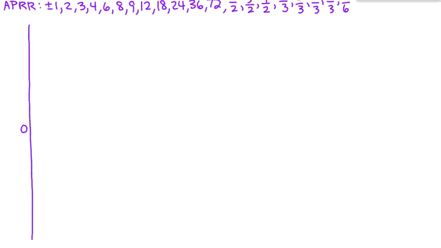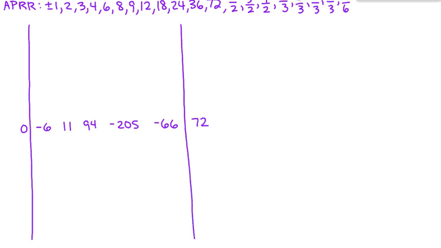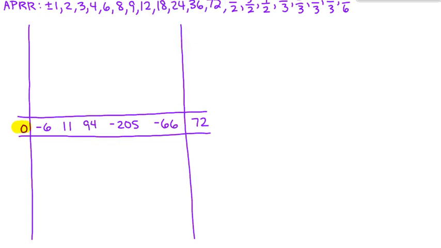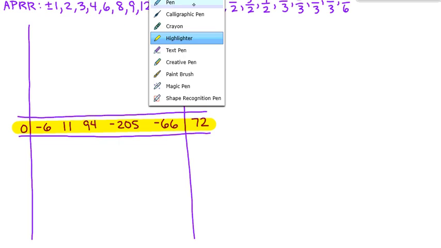And then the coefficients of the polynomial: -6, 11, 94, -205, -66, and 72. 72 would be the remainder if you were dividing by x minus 0. So I'm going to cordon off the remainders into their own column. And you always want to make the 0 row stand out because you're coming back to the 0 row every time you make a new row. So if you use a highlighter or a different color or just lines around it, something to make it stand out.